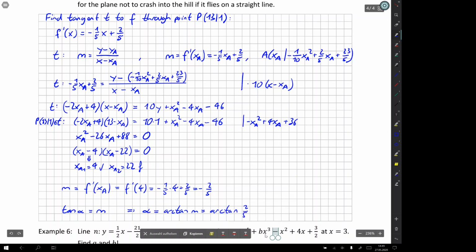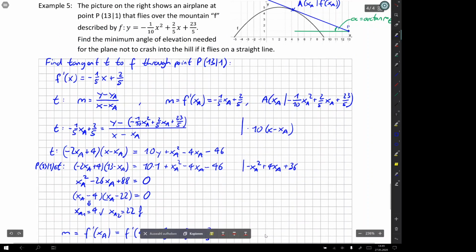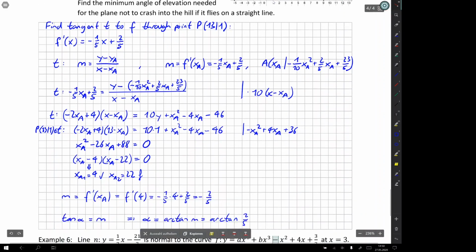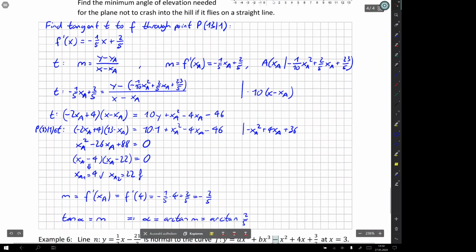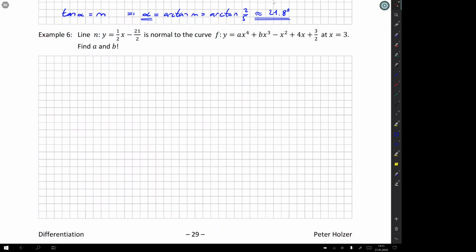It is not important whether the line here is ascending or descending. In the end, we want just this positive angle here, and using the calculator, we get that this angle is approximately 21.8 degrees.